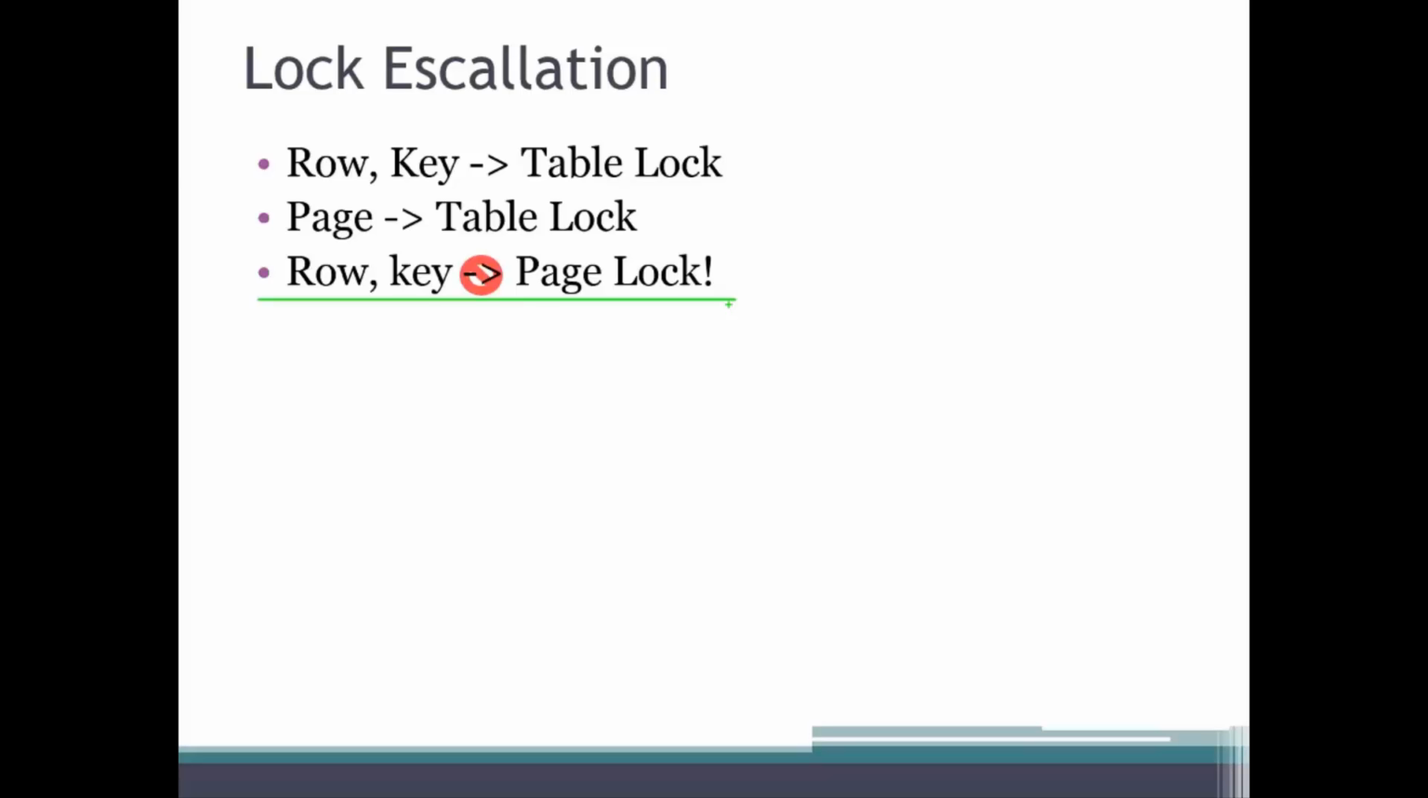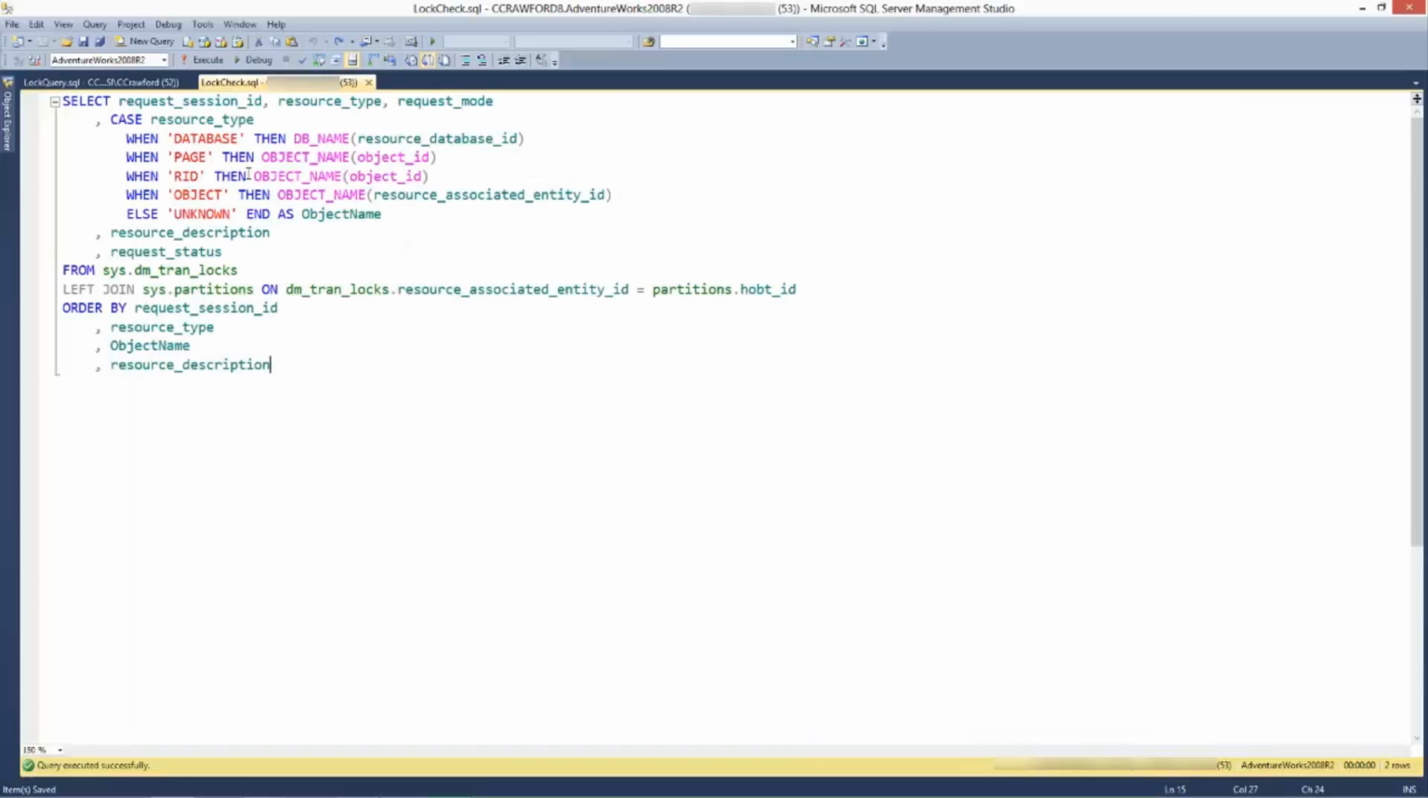Okay, let's go ahead and look at an example here. I have here a query that's querying from the dm_tran_locks system dynamic management view, and sys.partitions. And what this query will give us is the session ID or the connection, the type of resource that it's trying to lock, what type of lock it wants, and then the name of the resource. So let's take a look right now.